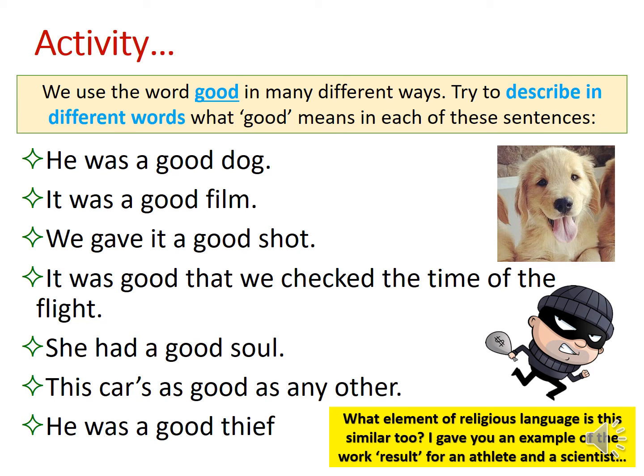What do I actually mean by the word good in those sentences? And again, can you link this to religious language? There's definitely similarities here with something that we've already done in religious language. Just to give you a hint so you can go back and make the link, I gave you an example where you had to work out what the word result meant for an athlete and a scientist, etc. So work these out in terms of G.E. Moore. What does the word good mean here?